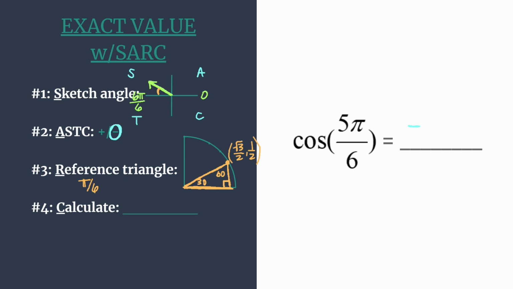And now we can calculate. So we want the cosine. The cosine of an angle on the unit circle is simply the x coordinate. Okay, so we're looking here. We already found the sign in that second step. It's negative. So we don't really have to do a calculation here. We just simply note negative square root of 3 over 2 is going to be the cosine of 5 pi over 6.